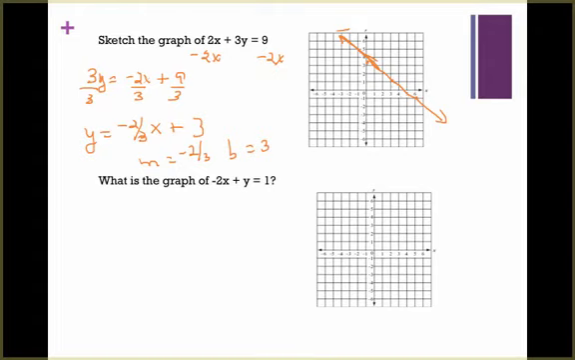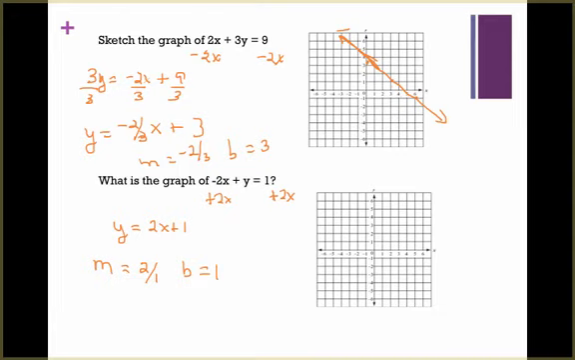Now what about the graph of the equation negative 2x plus y equals 1? Well, let's add 2x to both sides because, again, we're trying to get y by itself. And that's going to give me that y is equal to 2x plus 1. And notice that I don't need to divide in this case, so I'm ready to go ahead and start sketching. So let's write down that our slope is going to be 2. And let's make that 2 over 1, and our b is going to be 1.